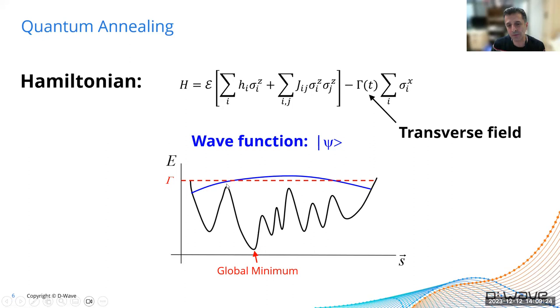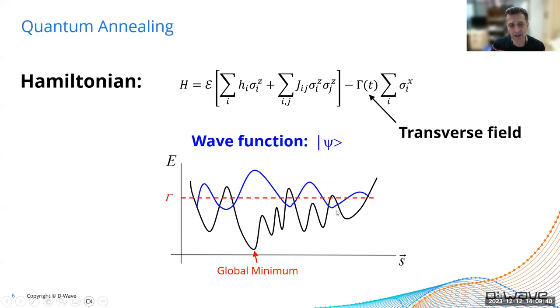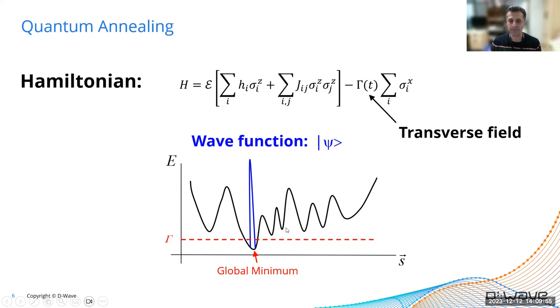So I'm just schematically drawing it like this wide blue line as the wave function in this schematic 1D potential. But as I reduce gamma, when the gamma becomes smaller than the barriers, the wave function will be localized into minima. And then if you lower the gamma further and further, it will localize into the global minimum. And again, this has to be done very slowly. So this is basically the main concept of quantum annealing.